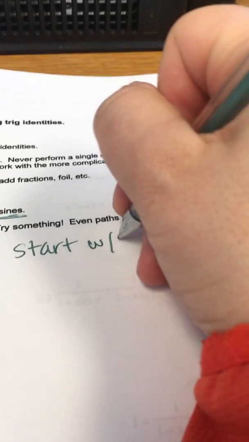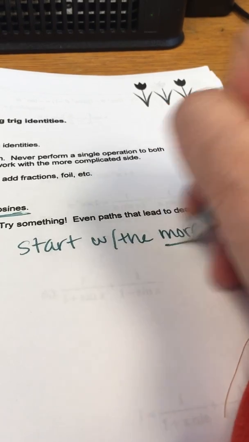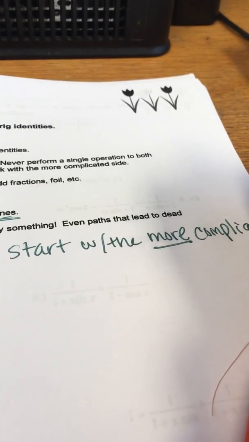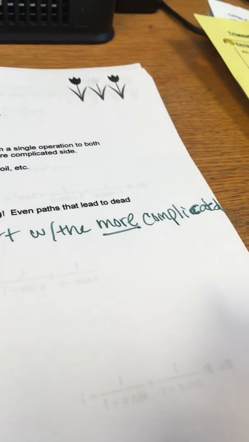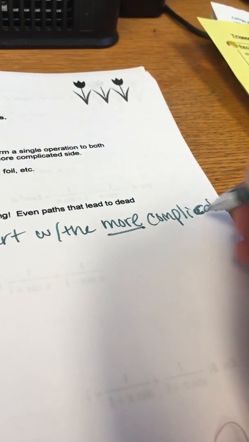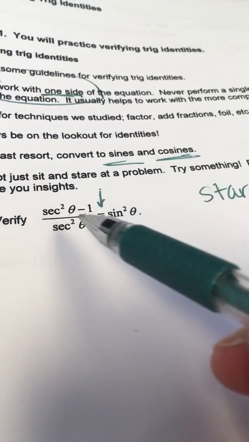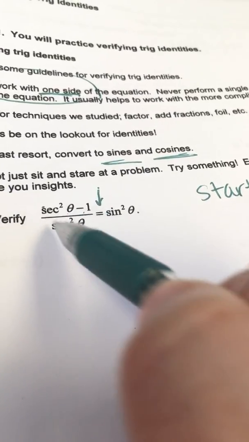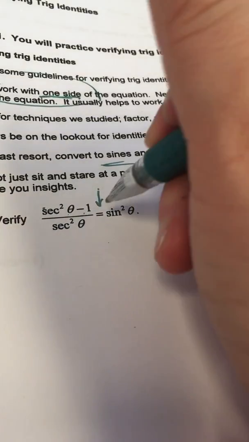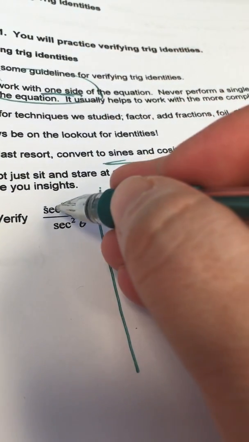Convert to sines and cosines. I don't think it's a last resort. I think kind of start to do that early if you can. But always start with the more complicated stuff, because usually the more complicated stuff you can do more with. So always start with the more complicated side, because when you look at this, I can do stuff with sine squared, and if that's the way you want to go, that's fine, but you can always do more stuff with the more complicated side.